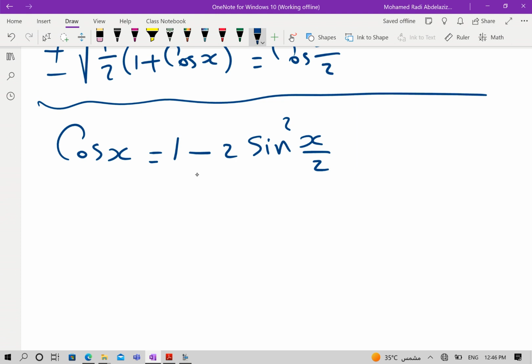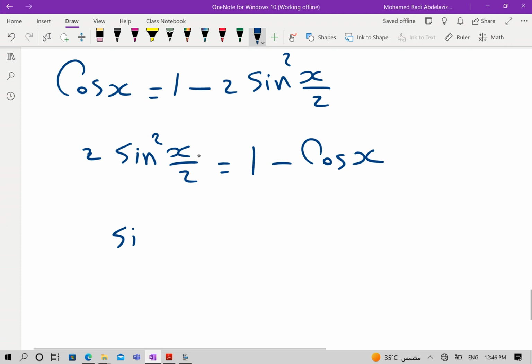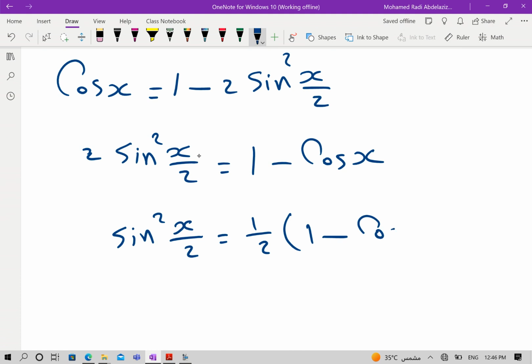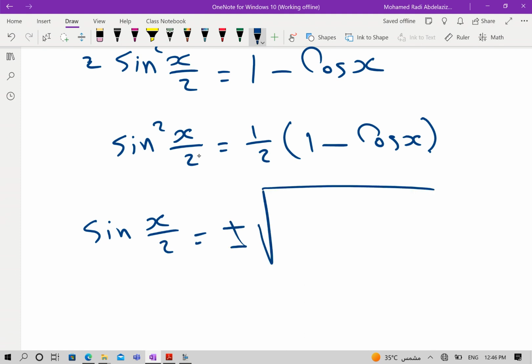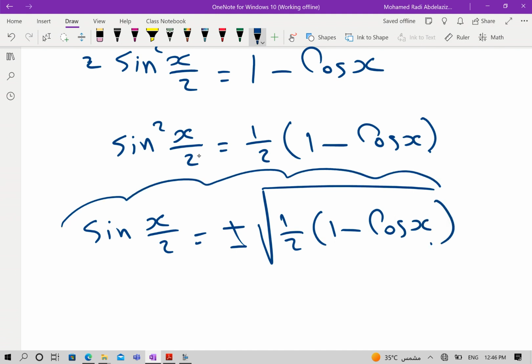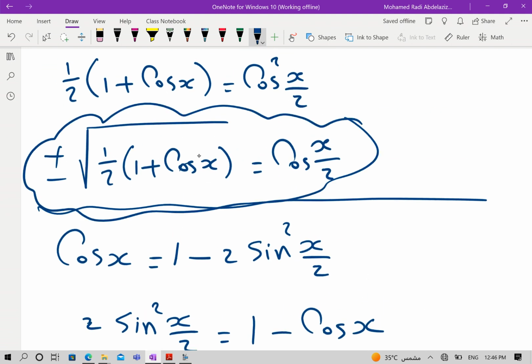Because it's a negative, move it to the other side to be positive first. 2 sine squared x over 2 is equal to 1 minus cosine x. Then divided by 2, or times half. Sine squared x over 2 is equal to 1 over 2, 1 minus cosine x. Then, by taking the square root, sine x over 2 is equal to positive or negative square root of 1 over 2, 1 minus cosine x. This is the final form of sine x over 2 and cosine x over 2.